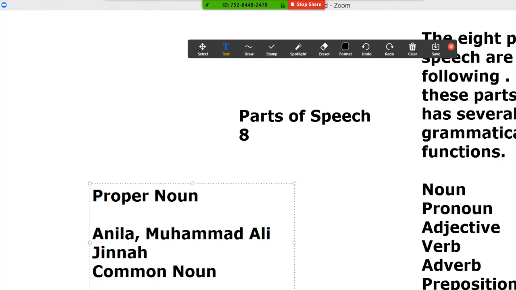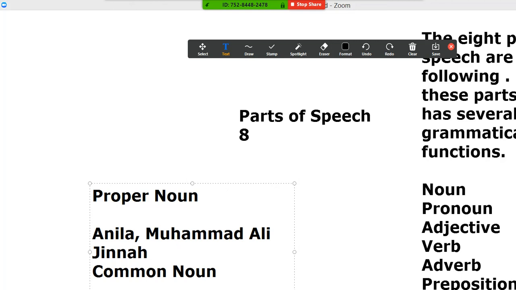In contrast to proper noun, we have common nouns. A common noun could be the name of anything, any person. Like if I say, instead of Anila, girl, girl is a common noun. Instead of Muhammad Ali Jinnah, if I say man, or let's suppose boy, that would be an example of common noun. Then a common noun could be any other thing, like let's say dog. It could be any dog. So that is a common noun.